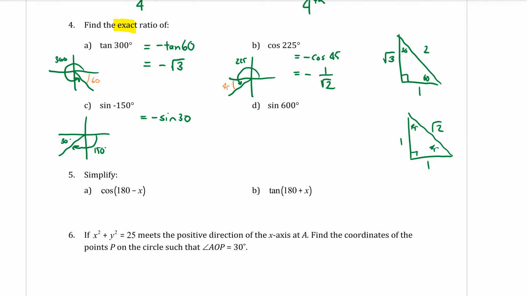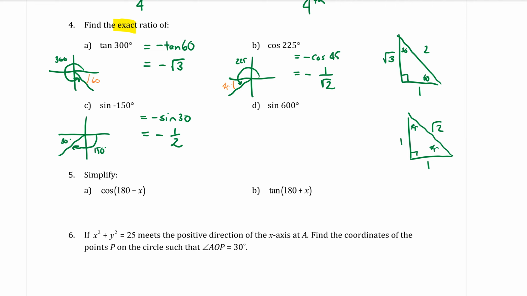Now sine of 30 from our triangle. Sine of 30 is opposite over hypotenuse. So that equals a half. The minus sign out the front, minus half. Getting the hang of this? We're doing a few of these. This is very important that you can do it. Part D, sine of 600.